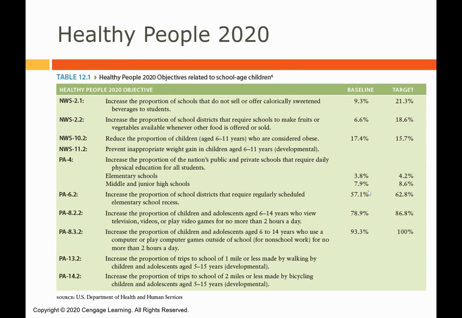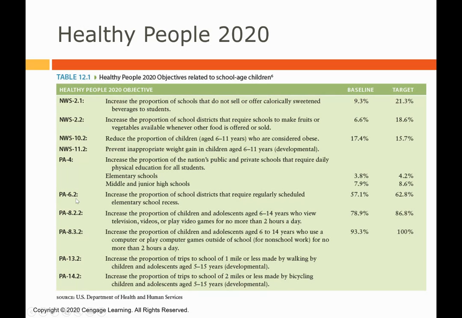So here are Healthy People 2020 objectives. I'm not going to read through all of them. You can do that on your own. But we've talked about how there was a baseline established in 2010 and then a target is set. Healthy People 2020 objectives target specific foods, and they also can target behaviors. So, for example, an objective is increase the proportion of schools that do not sell or offer calorically sweetened beverages.